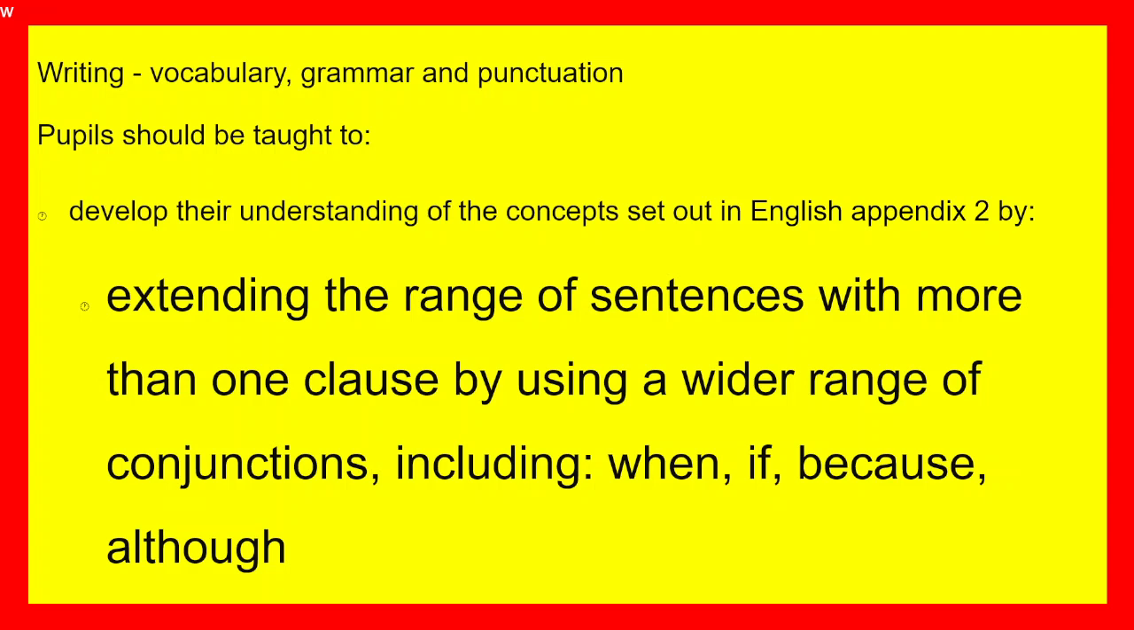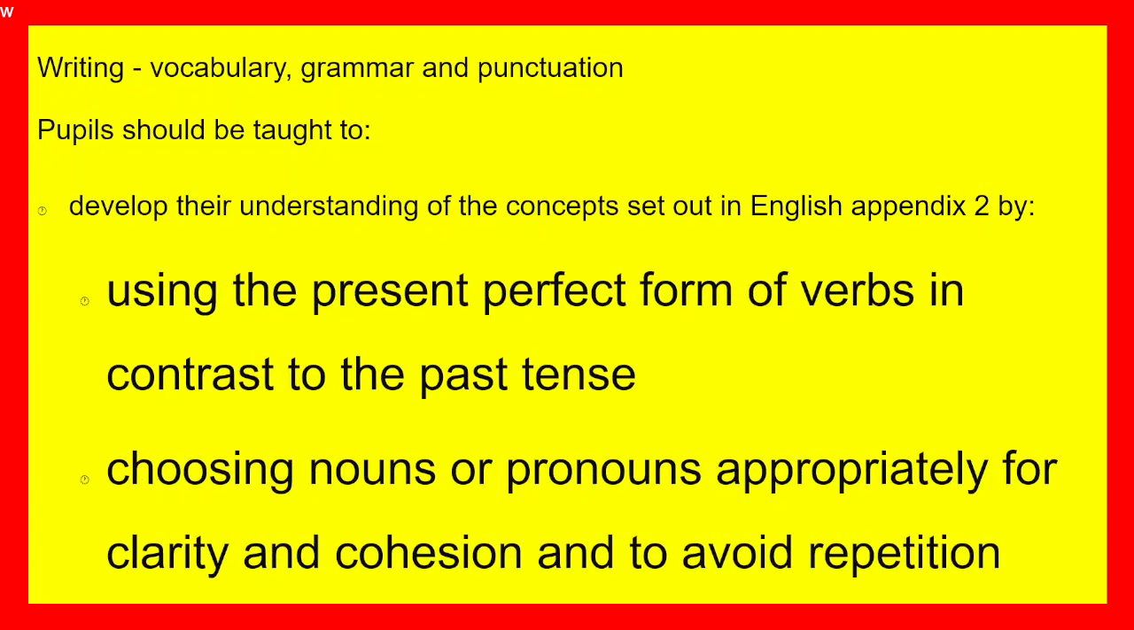So, develop children's understanding of the concepts set out in this appendix by extending the range of sentences with more than one clause by using a wide range of conjunctions including when, if, because, although. Using the present perfect form of verbs in contrast to the past tense, using nouns or pronouns appropriately for clarity and cohesion and to avoid repetition.